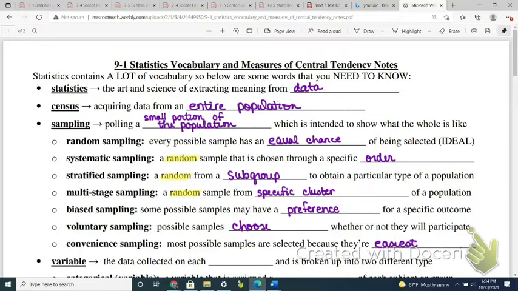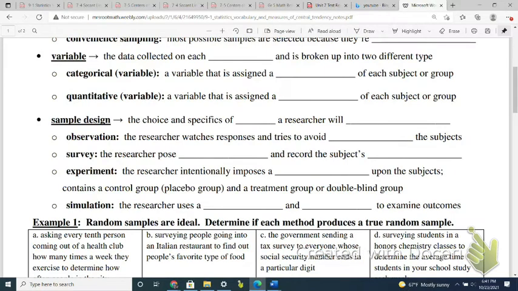So when we look at statistics, next we need to talk about the variables. So there are going to be two different variables that we look at when we talk about statistics. A variable is the data collected on each subject, and it is broken into two different types. Categorical, this is a variable that is assigned a characteristic of each subject or group.